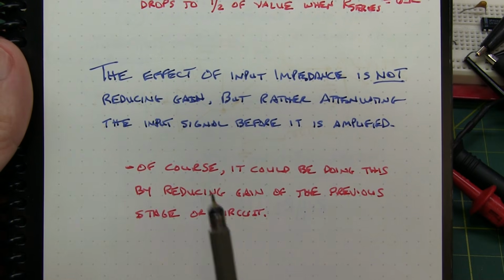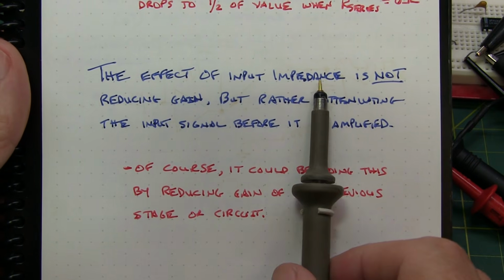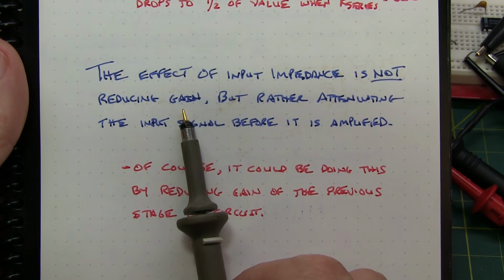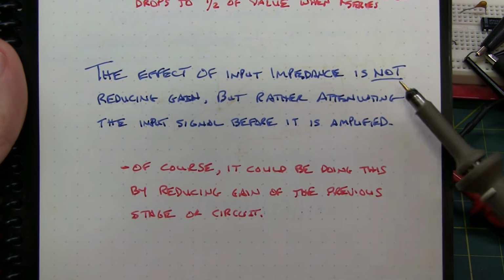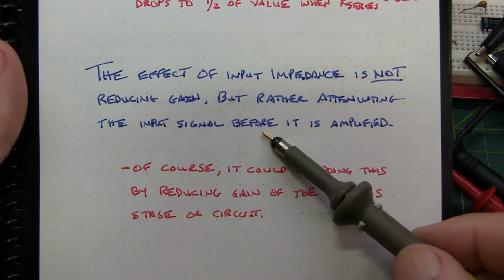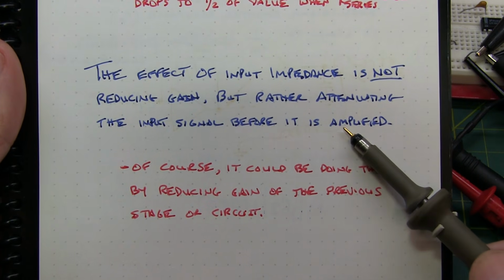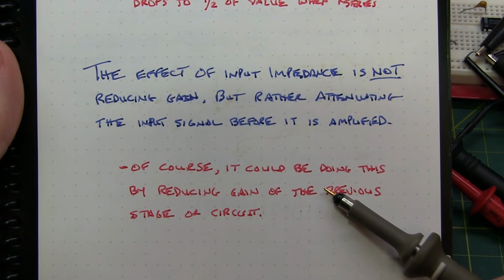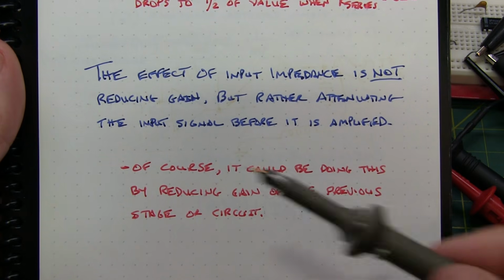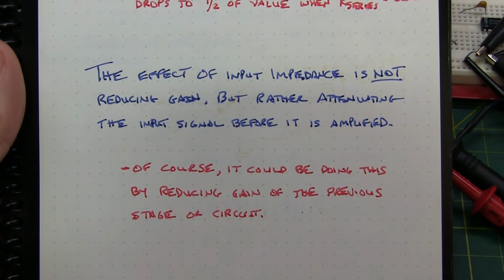Now it's interesting to note that the effect of the input impedance is not really to reduce the gain of the amplifier itself, but rather it's attenuating the input signal before it gets into the amplifier. Of course, that could be doing that because it's affecting the gain of the previous stage or previous circuit.